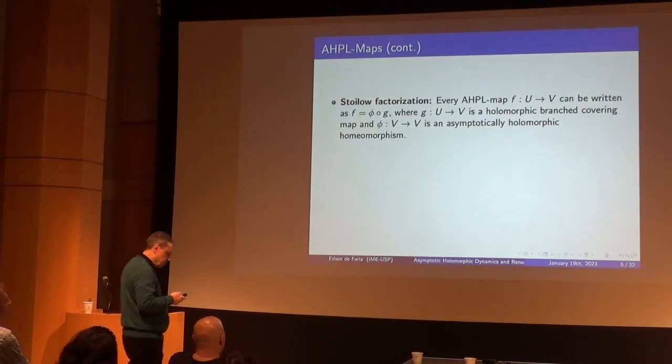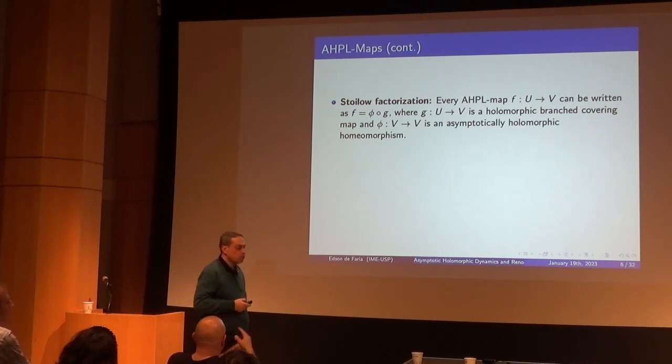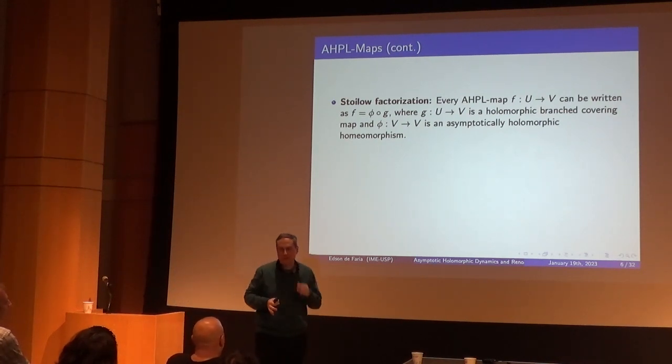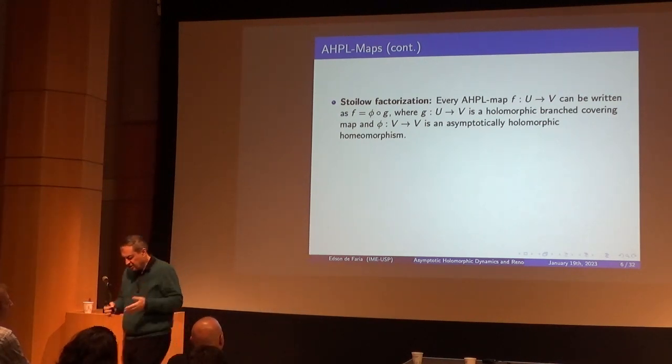In general, that blue thing could, in principle, be any compact set which is forward invariant. But in our case, it's going to be an interval.